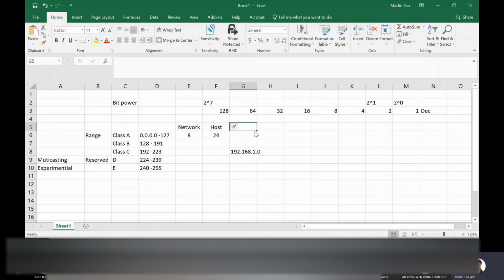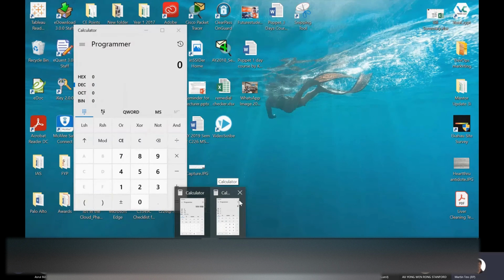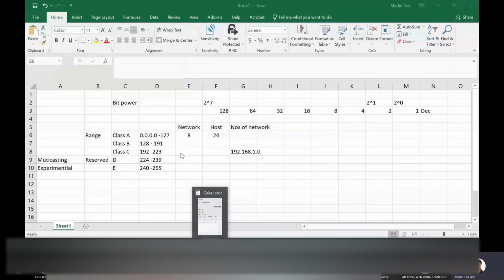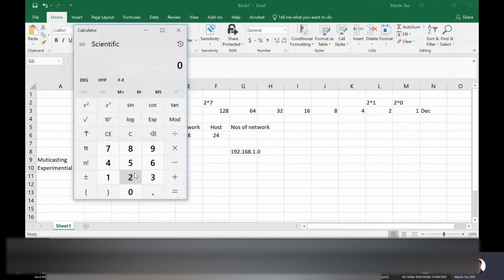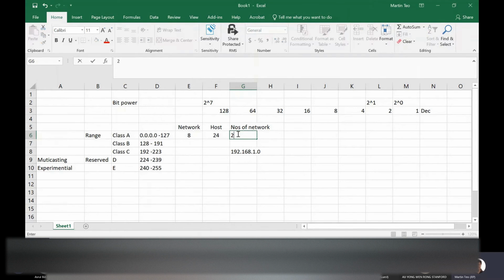How many for number of networks? 2 to the power of 8, which is 256. I can have 256 networks in the class A range.